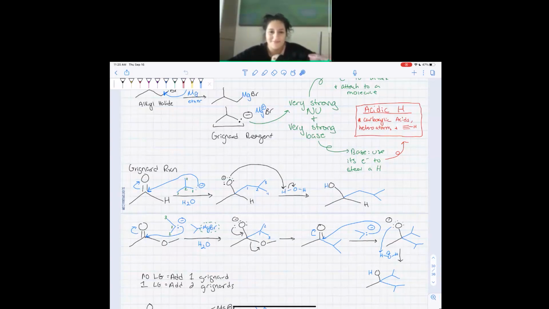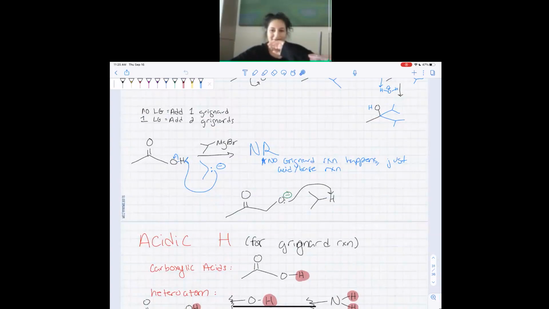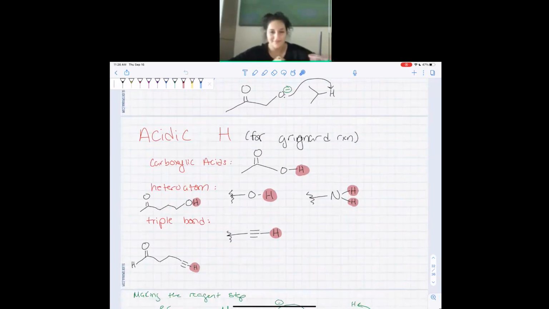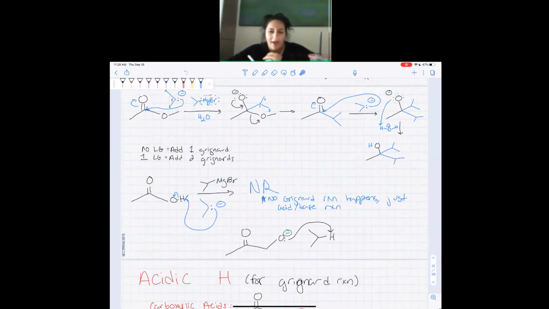All right, so when does this not happen? So this reaction is not going to work if we have some kind of acidic proton present. So if you have an acidic hydrogen, which would be any of these things, you will get no reaction because the Grignard reagent will choose to act like a base and steal this hydrogen instead of acting like a nucleophile.